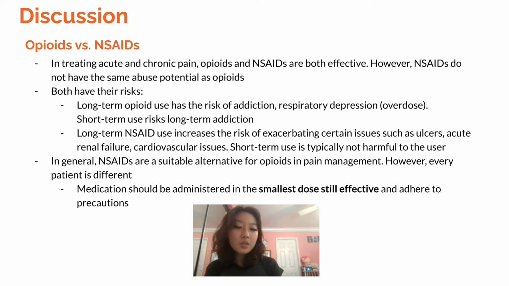Long-term NSAID use increases the risk of exacerbating certain issues such as ulcers, acute renal failure, cardiovascular issues. But short-term use of NSAIDs is typically not harmful to the user. In general, NSAIDs are a suitable alternative for opioids in pain management. However, every patient is going to be different, and they should be treated with their own individual treatment plan. Medication should also be administered in the smallest dose that's still effective and adhere to precautions when it comes to these medications.